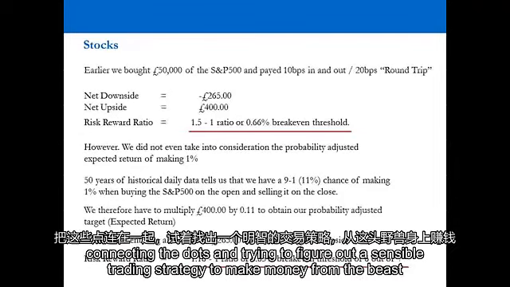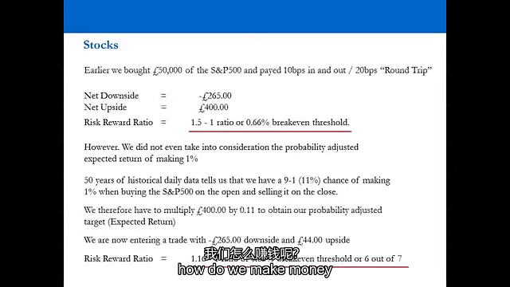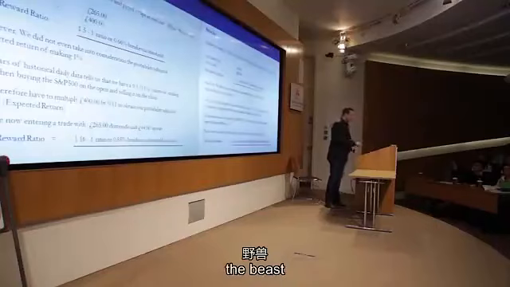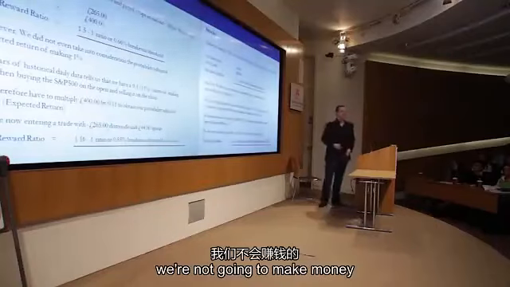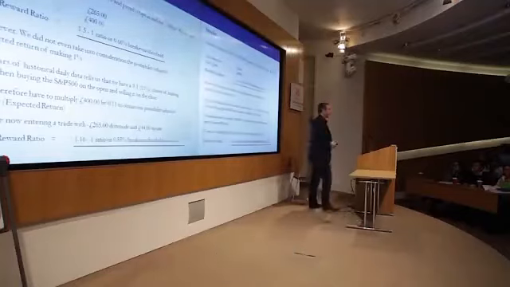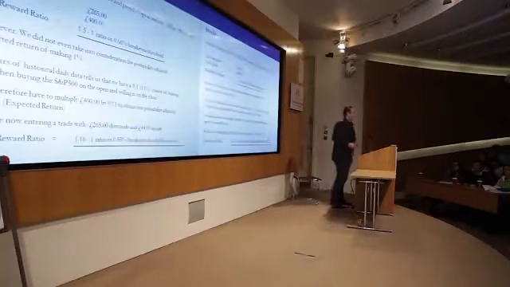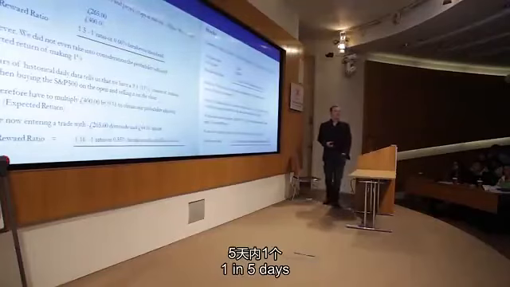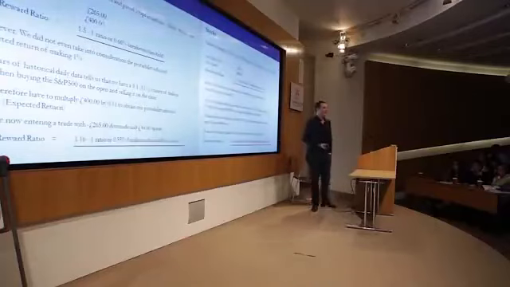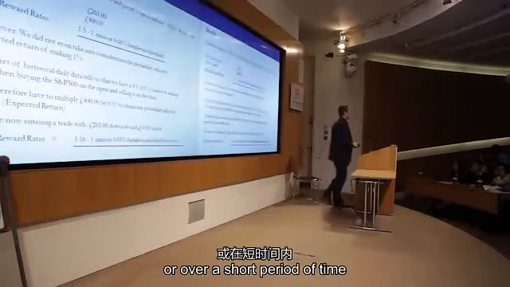So if we're connecting the dots and trying to figure out a sensible trading strategy to make money from the beast, how do we make money? Well, first of all, how do we not make money? By day trading the beast. Because 80% of the time, we're not going to make money. Only 1 in 5 days, and they don't come every Monday or every Friday. 1 in 5 days, we're going to get a chance to trade and make money in 1 day or over a short period of time.